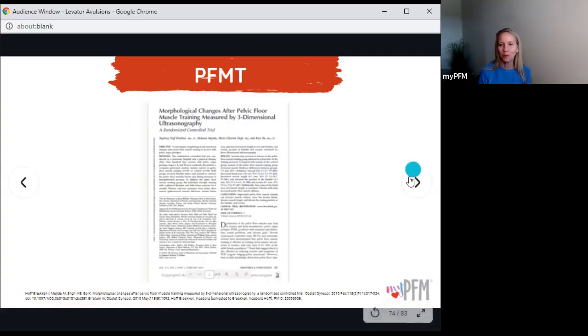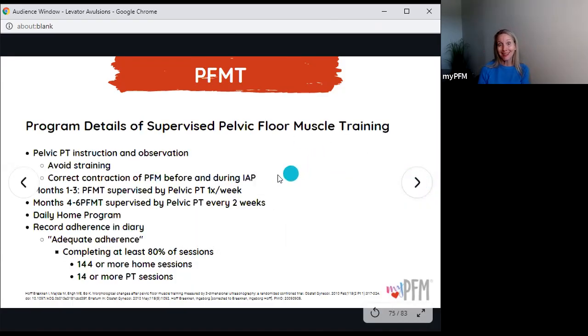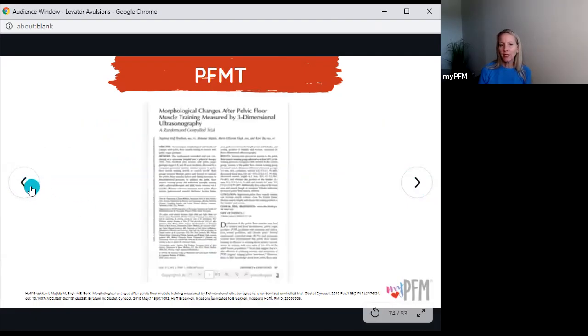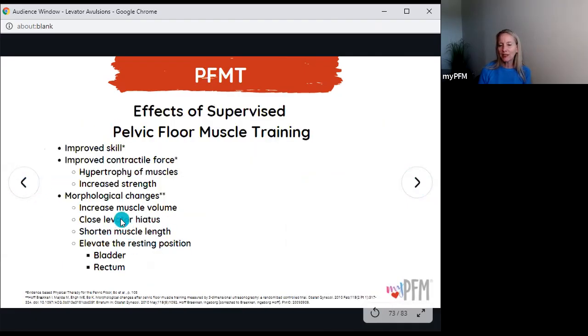Okay, so this is an amazing article, and if you have prolapse, I strongly encourage you to read this article. You don't have to read every word, but understanding that it's powerful research and really exciting. So in this article, I'm going to share with you what they did, okay? So the program details, because we want what they achieved, right? We want increased muscle volume. We want to help close that levator hiatus. We want to shorten the muscle length and elevate the bladder and the rectum.